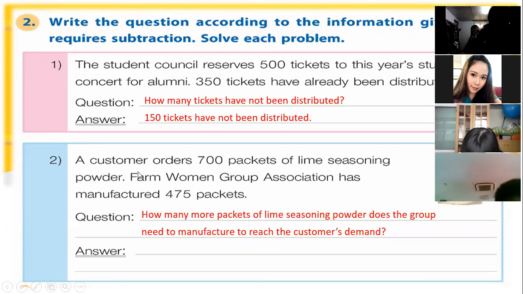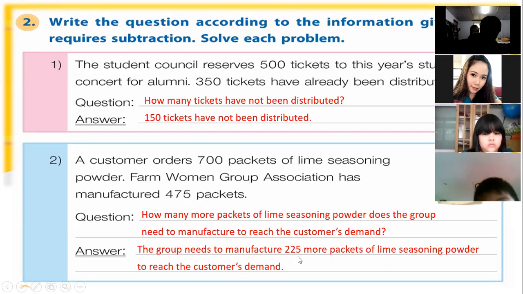We can see here customer order 700. Okay. And the manufacturing association made 475 packs. So that means the manufactured packets are not enough towards the customer order. So how many packets does the manufacturer require to reach customer demand? Now here we are going to do subtraction. So 700 packets, we subtract 475. So the association manufacturer needs how many packets more? 275.